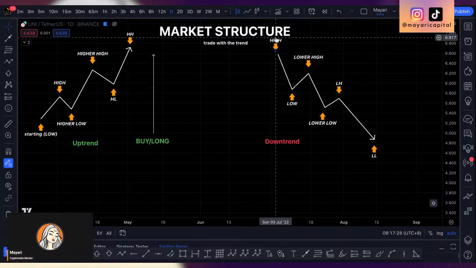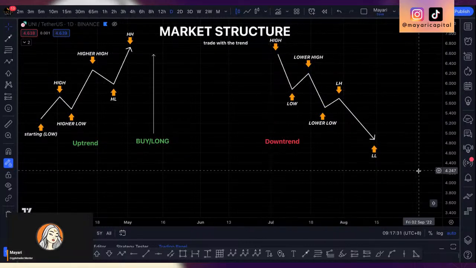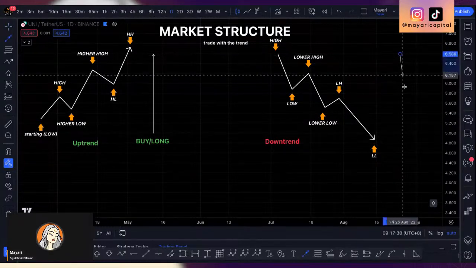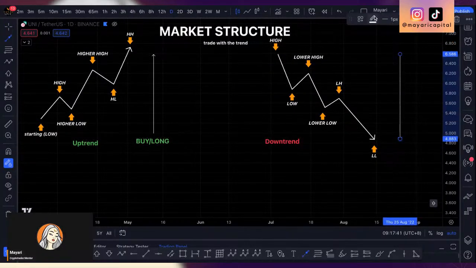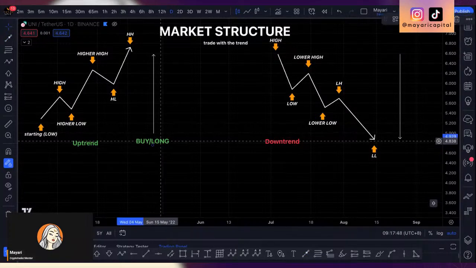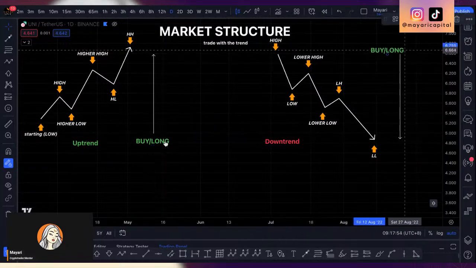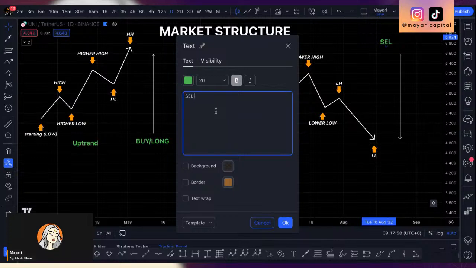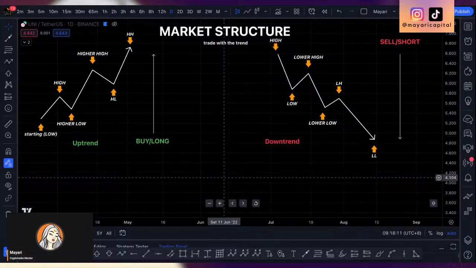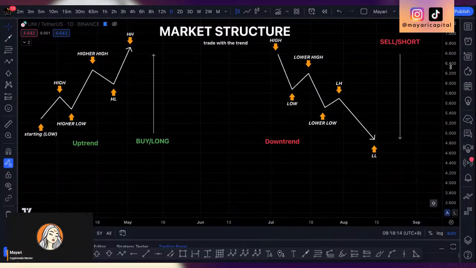So as long as your market shows this, you are in a downtrend position. And with that, trading with a trend, look for short position. So sell or short. Market going down. So these are the two main market structures that I want you guys to know.